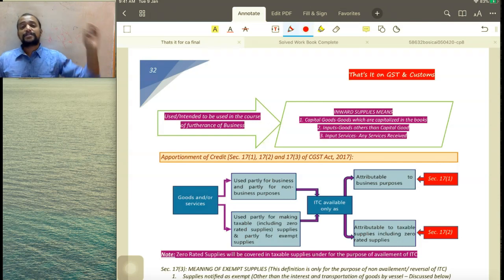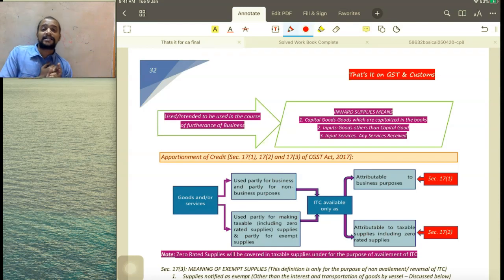And if it is not a blocked credit, then refer to section 16. In section 16, whether conditions are satisfied. Yes, you can take ITC. No, you cannot take ITC. It is not in blocked credit but not satisfying the conditions, you cannot take ITC. So it should not be in blocked credit and it should satisfy the conditions in section 16. Then only you can take the ITC. So section 16 we completed.